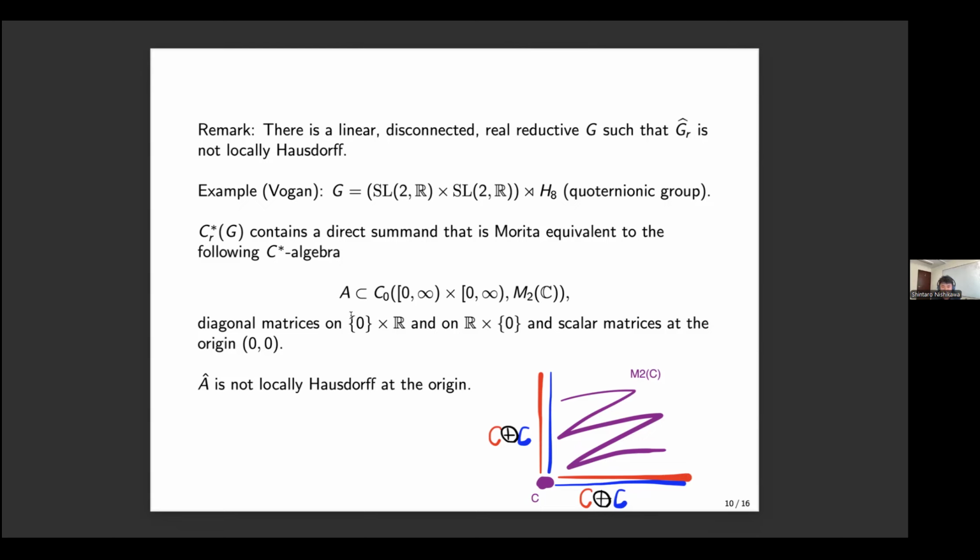It's such a simple-minded C star algebra, but this is not locally Hausdorff at the origin. As far as I know, this is one of the simplest non-locally Hausdorff C star algebras, which you can cook up using just the intervals and M2. So why is this not locally Hausdorff? Because take any open neighborhood here, and you see there's always no Hausdorff point.